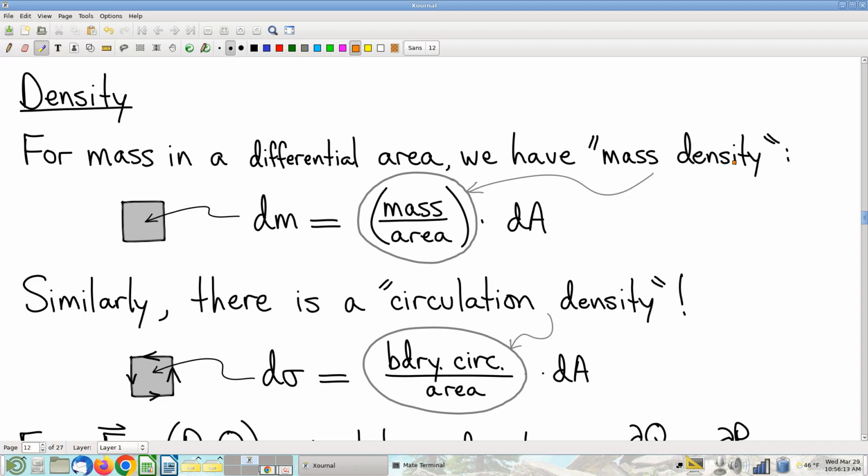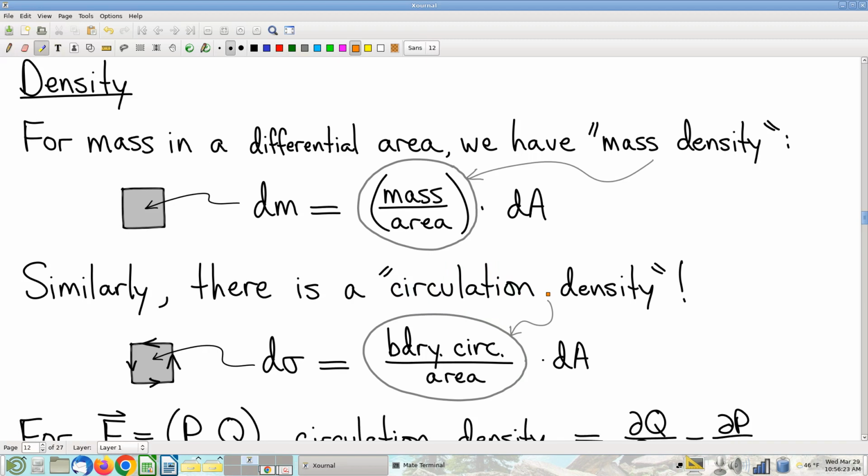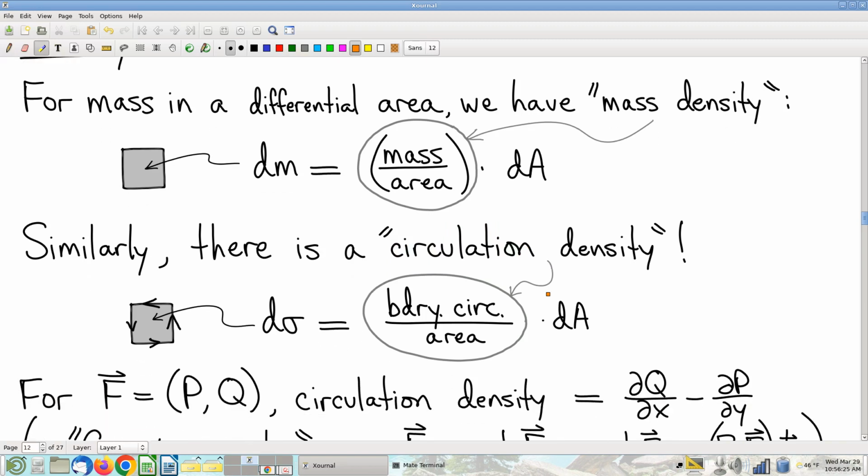Well, here's the thing. We have ourselves a brand new accumulating quantity, boundary circulation. So in the same way that we talk about mass density, I want to talk about circulation density. And again, I know that's a trippy idea. We think of circulation as happening on the perimeter. Try to wean yourself off of that. Don't think of circulation as happening on the perimeter. Think of circulation as a feature of the area.